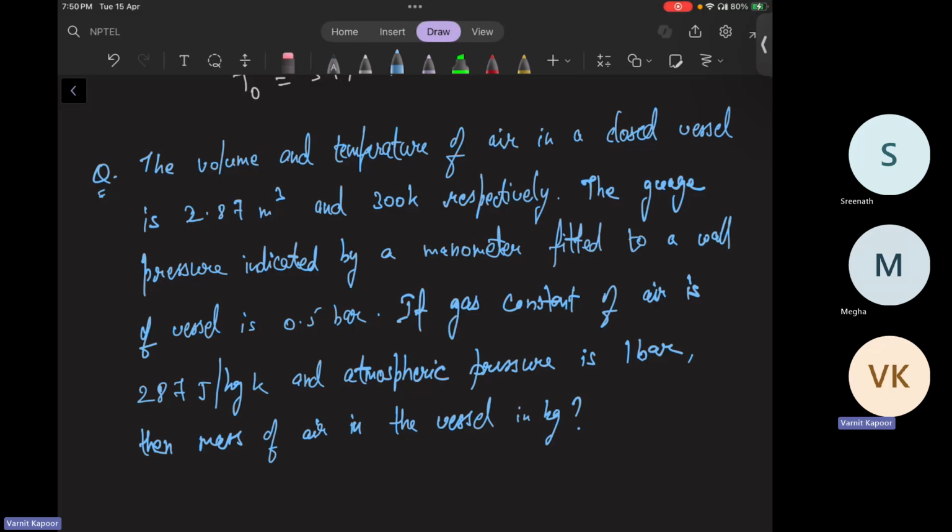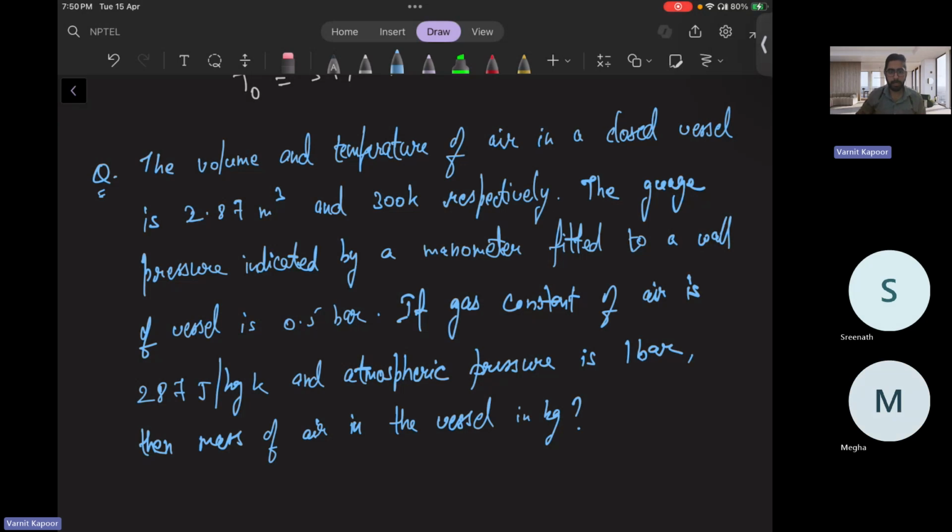Okay, let us solve this. Pretty simple question once again. It's given that you have the volume and temperature of the gas, which is assumed to be an ideal gas, in a closed vessel: 2.87 meter cube and 300 Kelvin. The gauge pressure is given as 0.5 bar, so specifically note that it's a gauge pressure. Gas constant and atmospheric pressure are given. It's asked what is the mass of the air in the vessel.